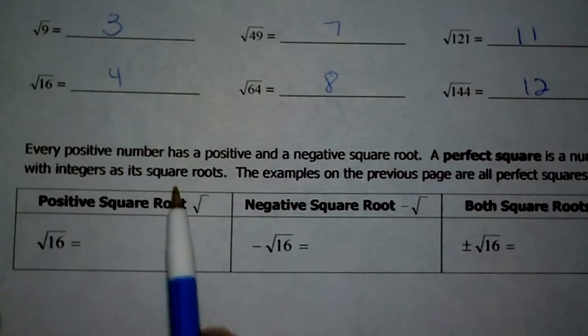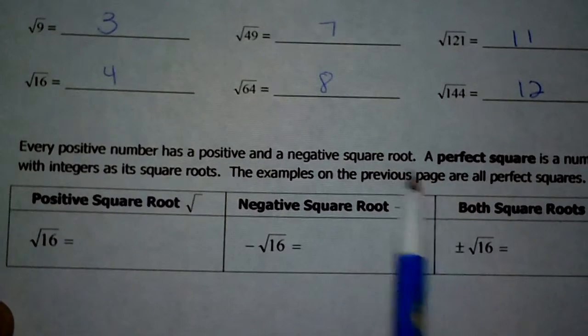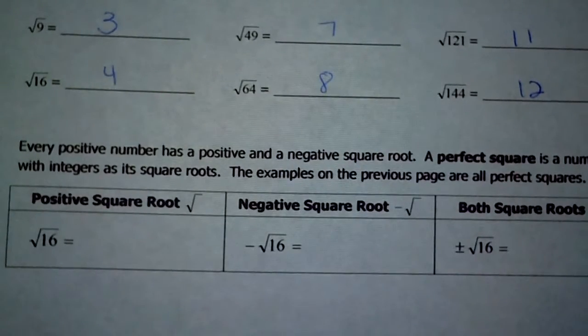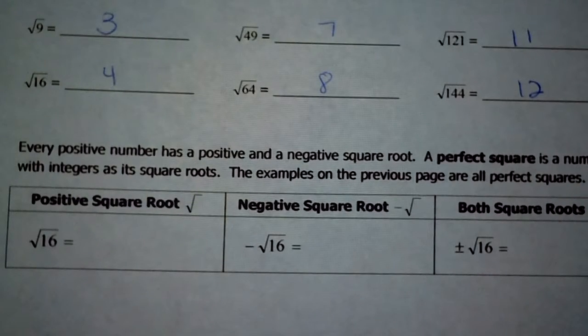Every positive number has a positive and negative square root. A perfect square is a number with integers as its square roots. The examples up here are all perfect squares. Integers are positive or negative whole numbers. So a perfect square is basically if you can take a whole number and square it, no decimals, all whole numbers, then you're good.